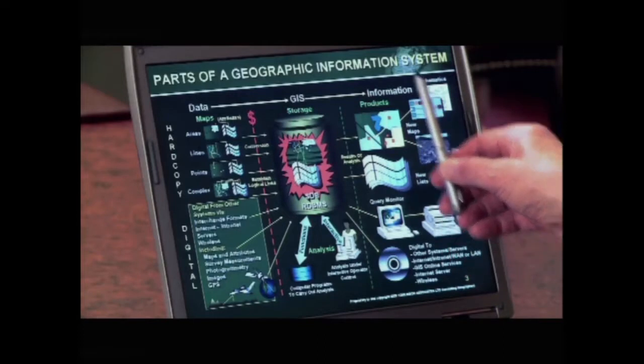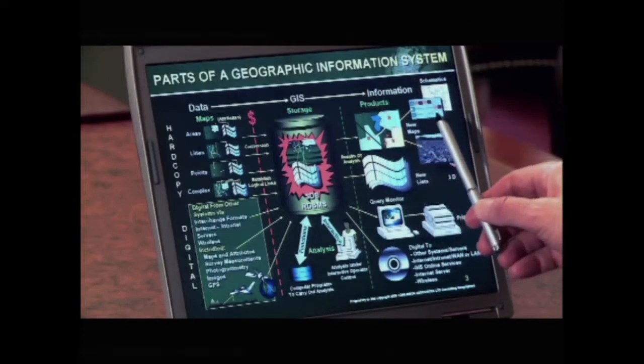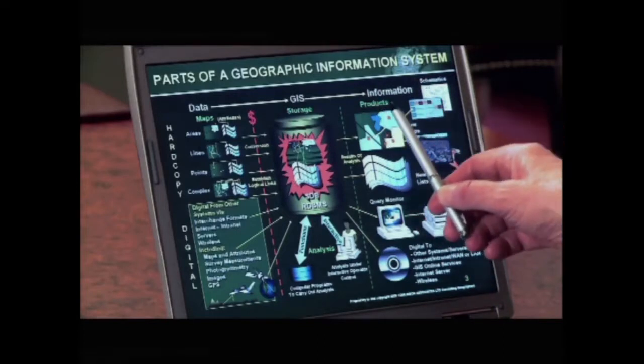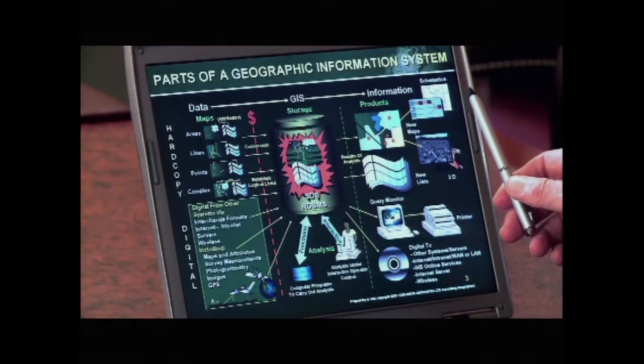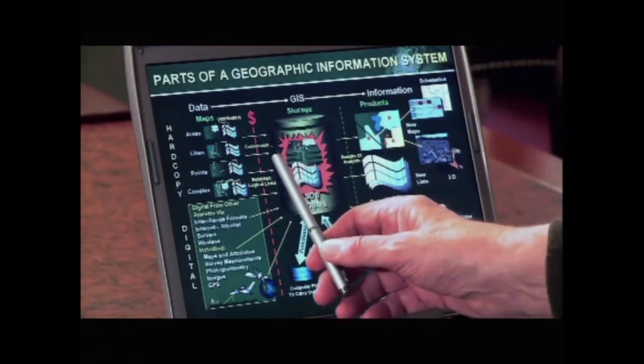The GIS itself is the core of the system. It's capable of carrying out storage, and it's capable of carrying out analysis. We'll look at these in a minute. Well, the whole object is to produce information, and that's the stuff that comes out of the system. Information products come out. Let's go back to the beginning.